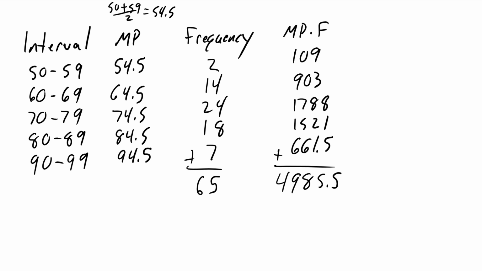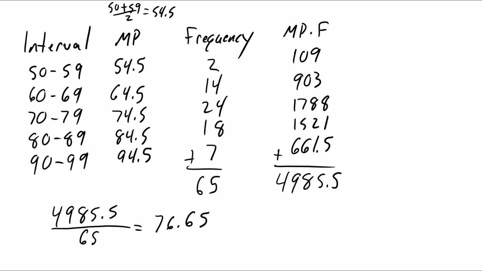So then to find our average, all we have to do is divide those two numbers. So 4,985.5, the total of all the test points, so that's all the test points added up, divided by how many tests were taken, 65, and that gives us an average of about 76.65, rounded to 2 decimal places. So that would be the average test score.